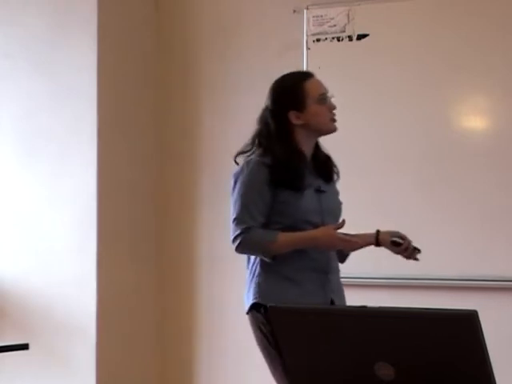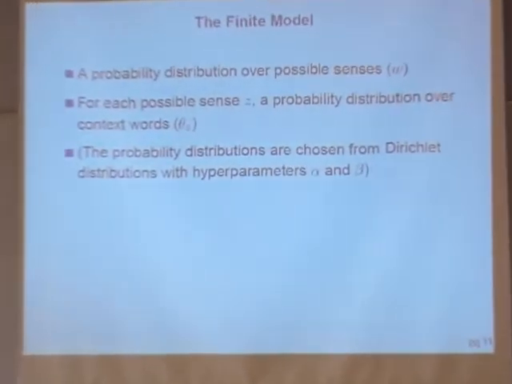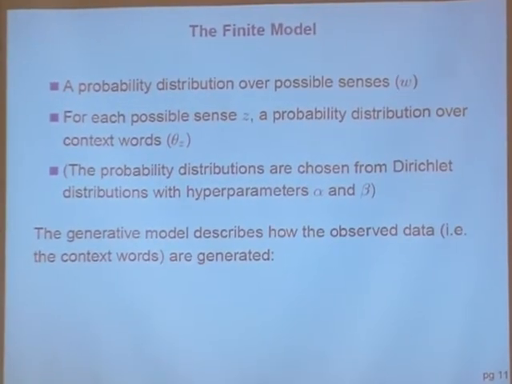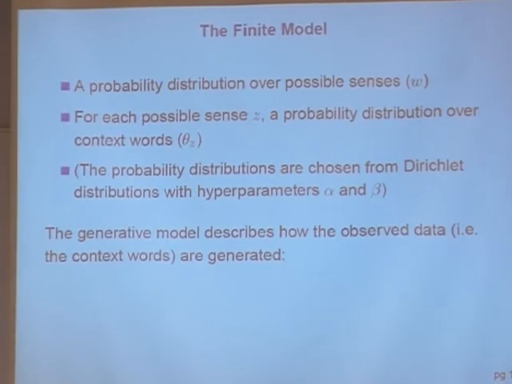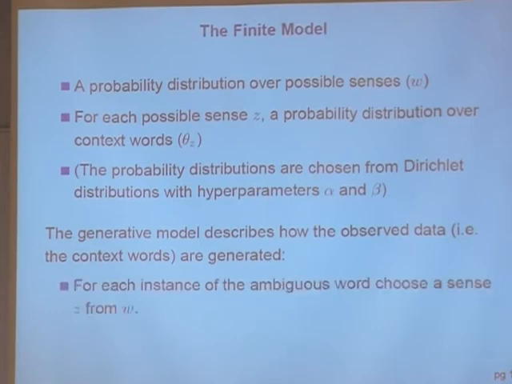For those who care, these probability distributions W and theta sub z are chosen from Dirichlet distributions with hyperparameters alpha and beta. And so the generative model talks about how we generate the data we observe, i.e. the context words surrounding the ambiguous word. So first of all, for each instance of the ambiguous word, we have a whole corpus full of instances of bank. And we go through, and for each instance, we choose a sense from this distribution over senses. Once we have a sense, then we generate probabilistically M context words from the sense distribution. Stop me if you have any questions, if I'm losing anybody.